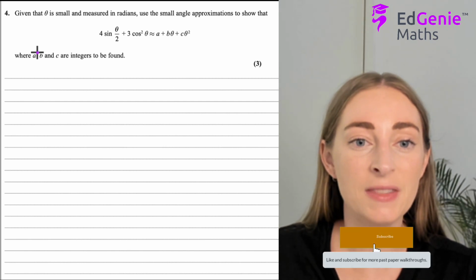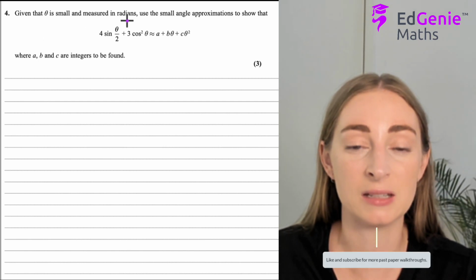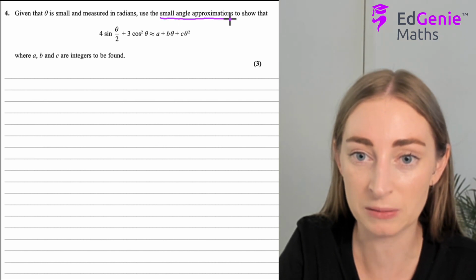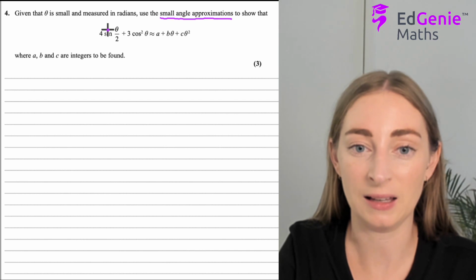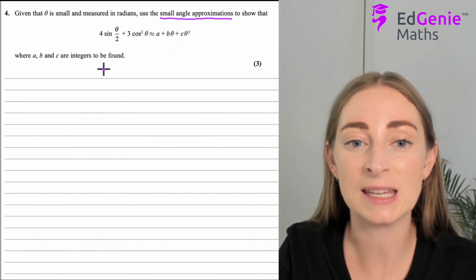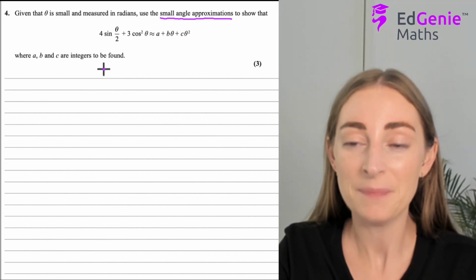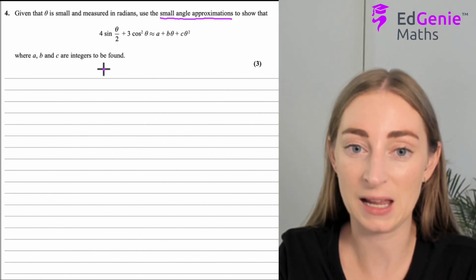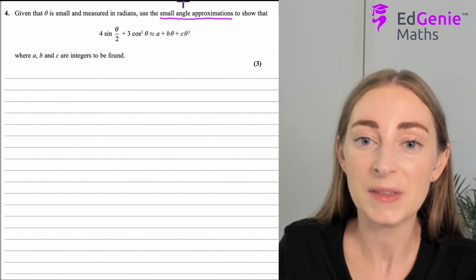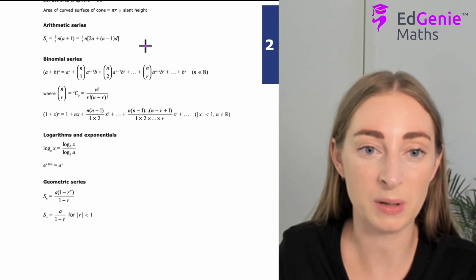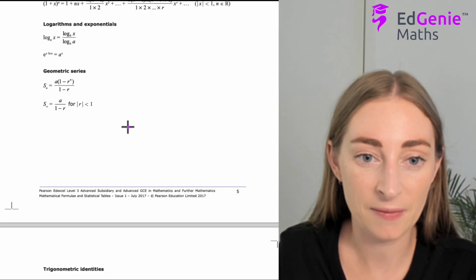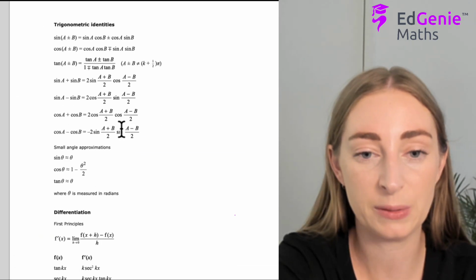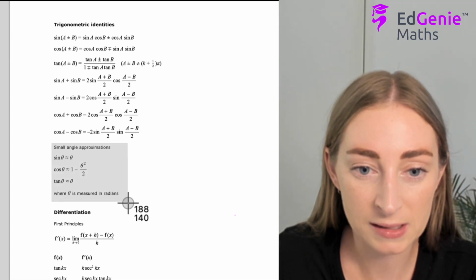Question 4 says, given that theta is small and measured in radians, use the small angle approximations, so they're telling you what to do, to show that, and this is what we're trying to show, where A, B, and C are integers to be found. So remember, with a show that question, we literally have to show every single step. Otherwise, you're not going to get all the marks. Small angle approximation. So let's go to our formula booklet. And they are written here under trig identities. So let's have this handy.